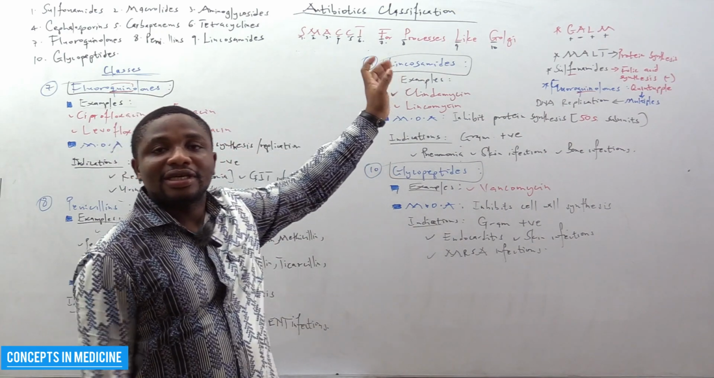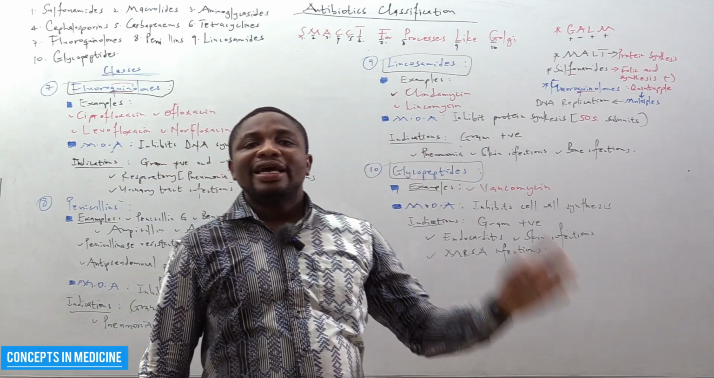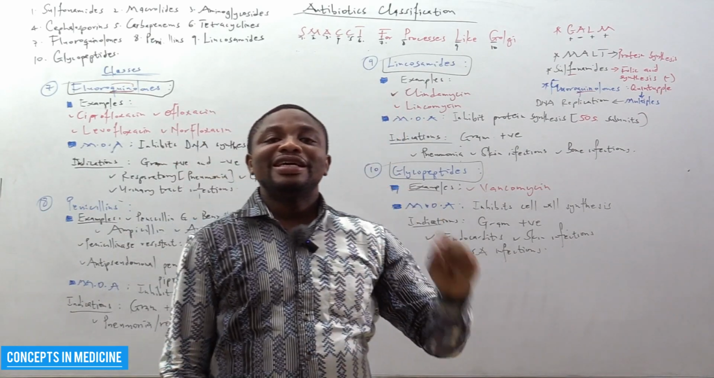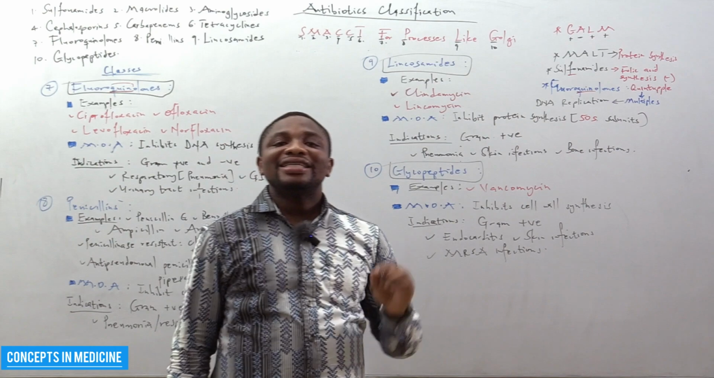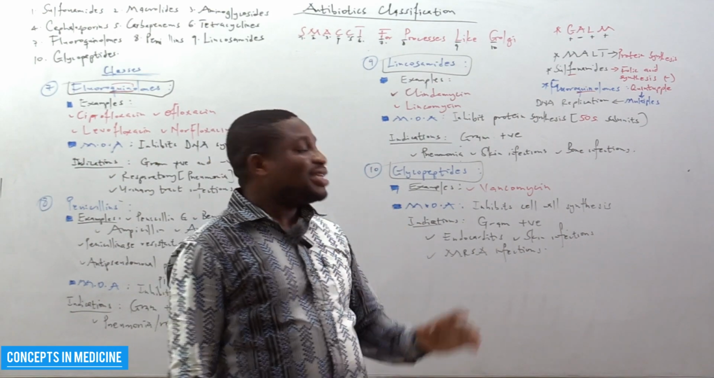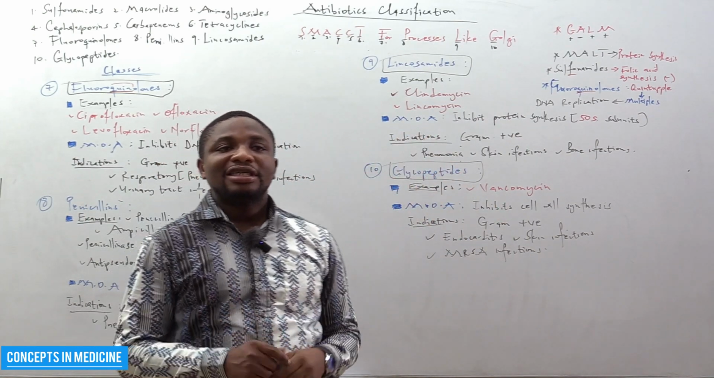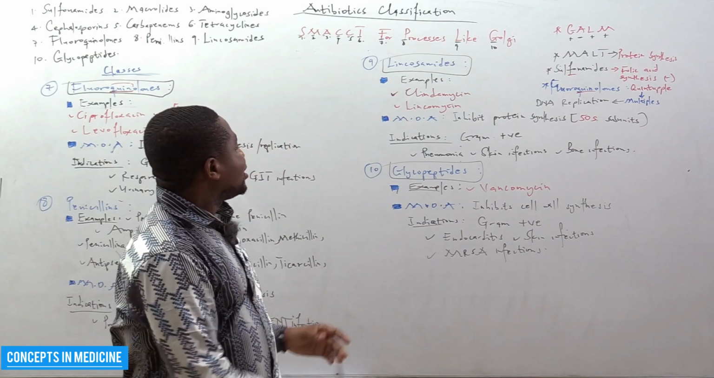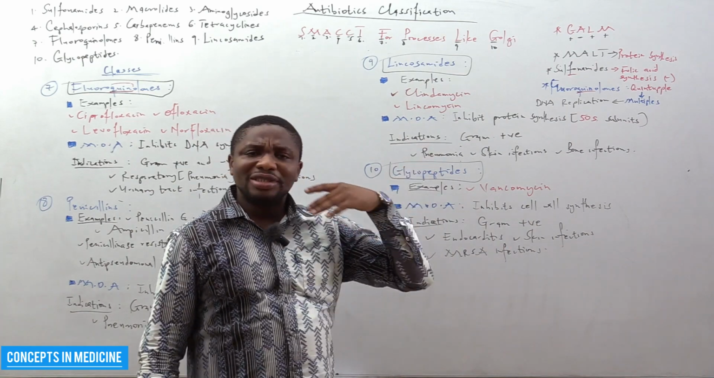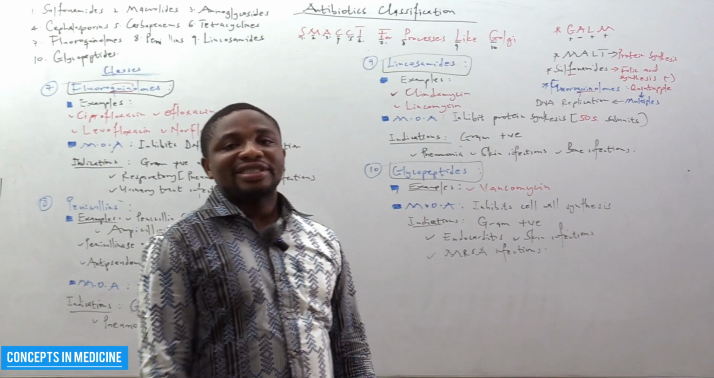The next class is the lincosamides. For the lincosamide examples, we can have clindamycin and what? Lincomycin. For the mechanism of action, they inhibit protein synthesis by binding to the 50S subunit, thereby inhibiting the synthesis of protein. The indication, they are only indicated for gram-positive bacteria. And what are some of these conditions? We can think of pneumonia, skin infections, and bone infections.